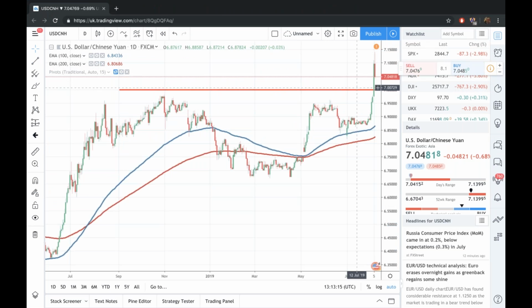So this 7 level was rumored to be the level at which the People's Bank of China would intervene to prevent the weakening of the yuan. Now, what happens with the People's Bank of China is they've been very concerned that if the yuan weakens too much, capital will move out of China. So there is a big incentive for the Chinese government to not allow the yuan to weaken too much, and on this risk aversion, this shot through the 7 handle, and it was seen that the People's Bank of China allowed that to happen.